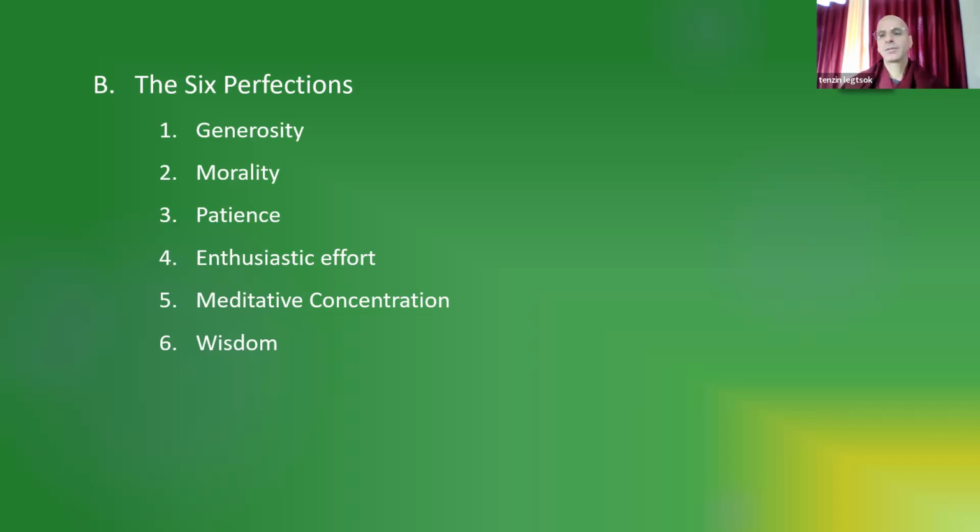First of all, we have to think about why that word, perfection. It's a translation of the Sanskrit paramita. In Tibetan, the term translated here as perfection has the connotation of having gone to the furthest shore. So imagine crossing an ocean or a great river, and having gone beyond, to the furthest shore of that great river.